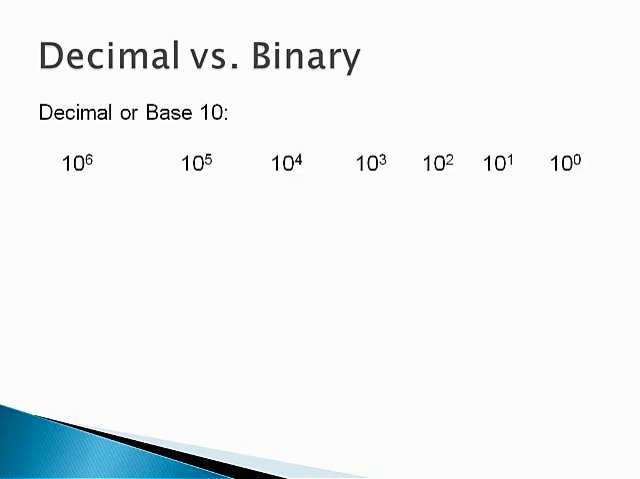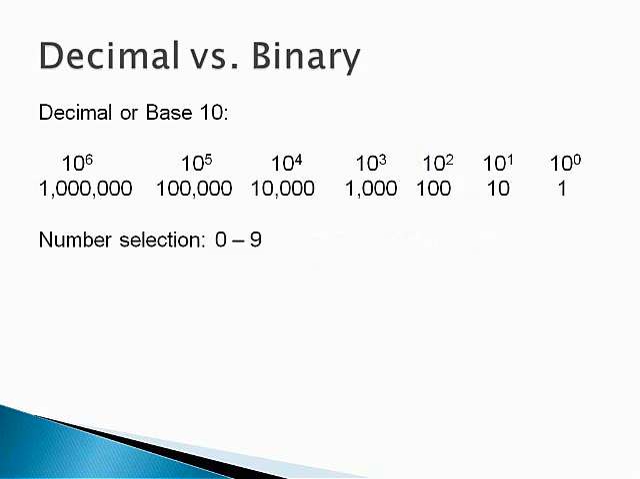Decimal, or base 10. Each of these particular values here is a column. 10 to the 0 power equals 1, because any number to the 0 power equals 1. 10 to the first power is basically 10 times 1, so it becomes 10. Next column, 10 times 10 equals 100, and so forth. The number selection for base 10 is 0 through 9.